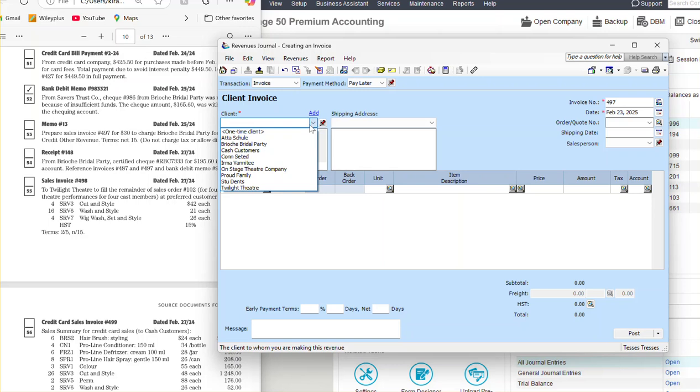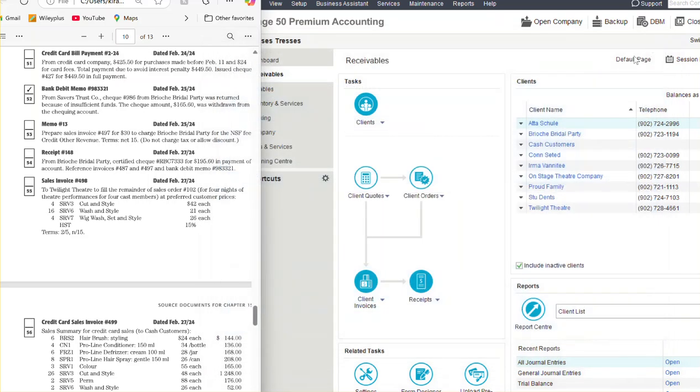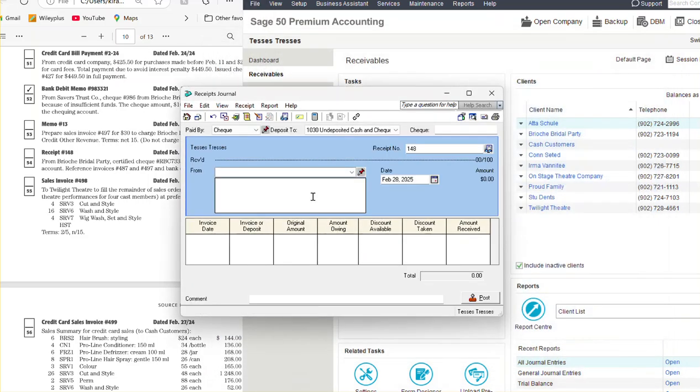So we got paid from the credit card company. It's not a revenue. We received money in full. You're gonna go into the receipts, and the receipts will be from where? From the credit card payment in full.